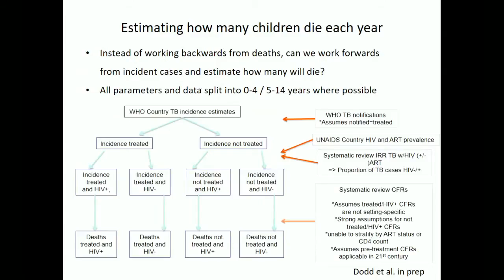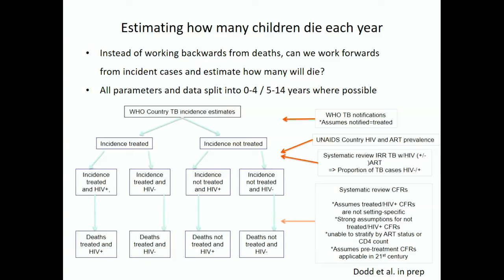So the next part, apologies for the very busy slide, is to take these case fatality ratios and actually apply them to the numbers of incident pediatric TB cases. We take our 1 million children who get active TB each year, and first of all, we divide them into how many we think receive treatment and how many don't. Here we make the assumption that those notified to the WHO are those receiving treatment, and those not notified are those not receiving treatment. So there could be potential problems with this.